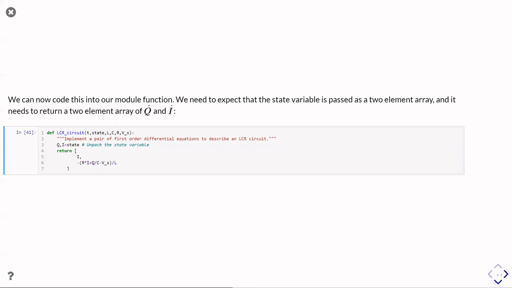And then we're going to go and do our calculation. And that return function is just implementing the equations we just showed you. So it's saying that dq by dt is the first element, that's I, and di by dt, that's the second element, and that's just the equation we had written down. So that's literally just writing down those two equations and returning them as two elements of a list.